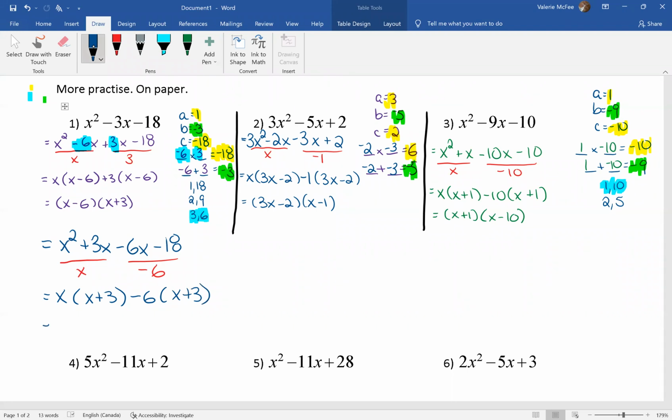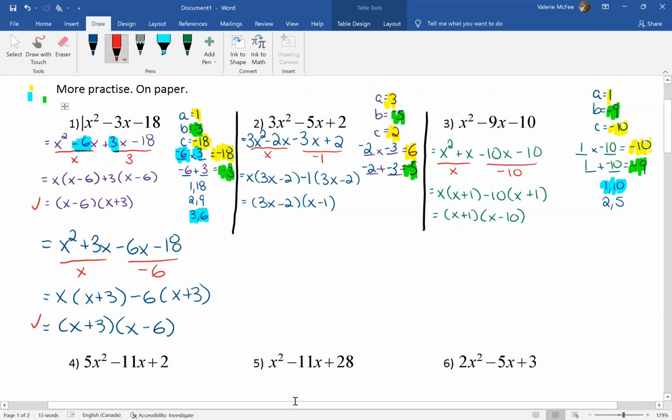You see now we have x plus 3 common, multiplying the quotient x minus 6. It gives us the same answer because in multiplication, order doesn't matter. I'm going to get you to pause your video again and try the next three questions.